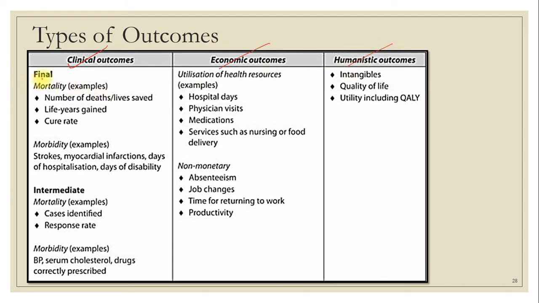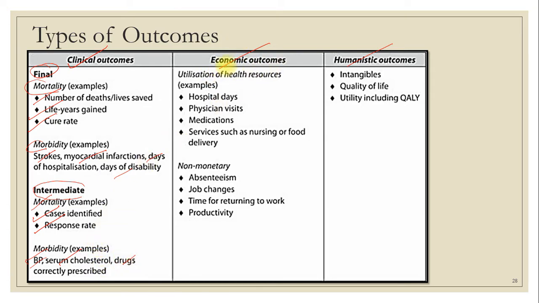So what are clinical outcomes? Final mortality examples are number of deaths or lives saved, life years gained, and cure rate. In case of morbidity, strokes, myocardial infarctions, days of hospitalization, and days of disability. Then intermediate clinical outcomes which we are looking at, in mortality, examples are cases which are identified, and response rate. And in case of morbidity, the blood pressure, serum cholesterol, drugs correctly prescribed.